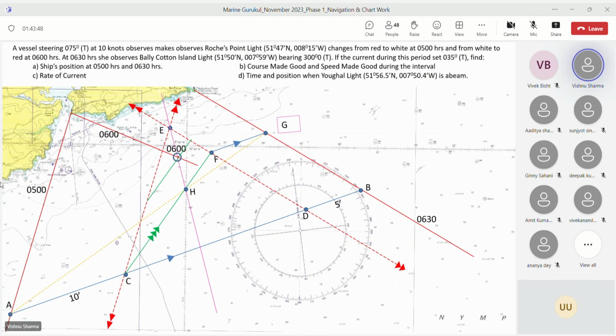Any questions on this step? Please let me know. And since it represents current, I have marked it with 3 arrows. Okay. Yes, sir. Clear, sir.